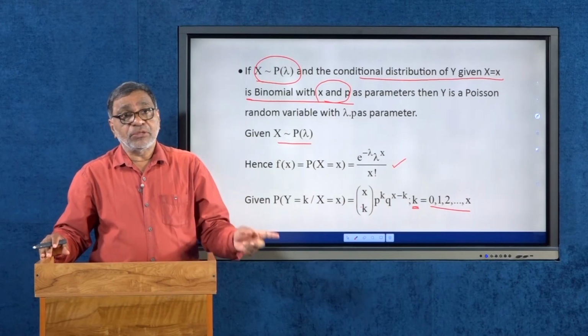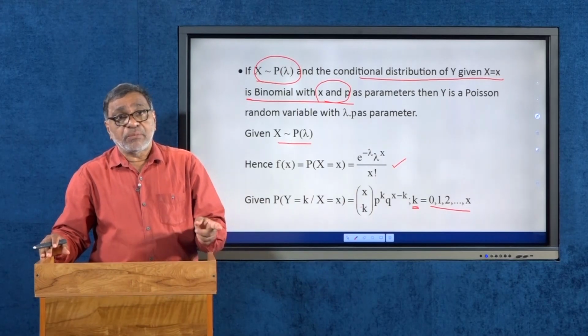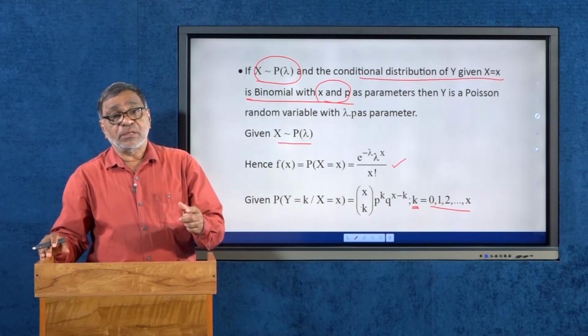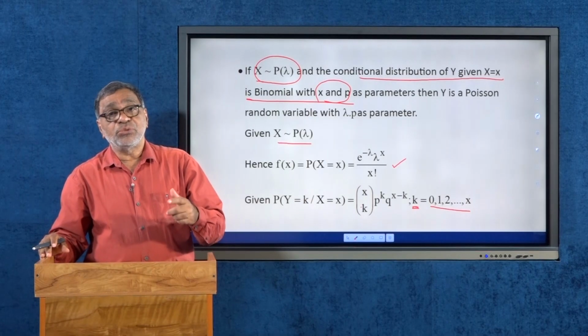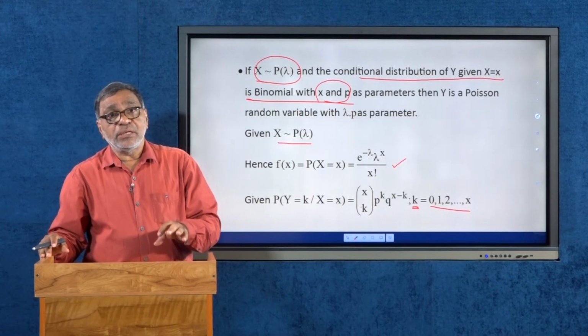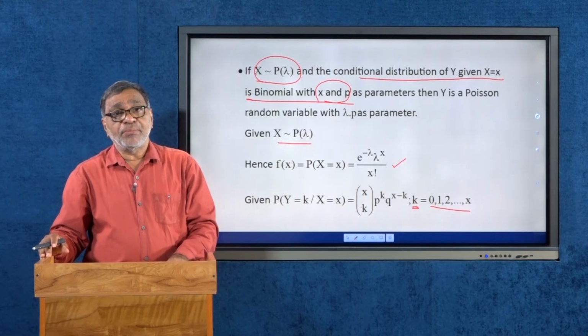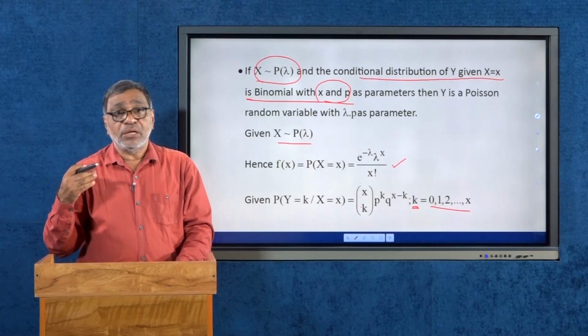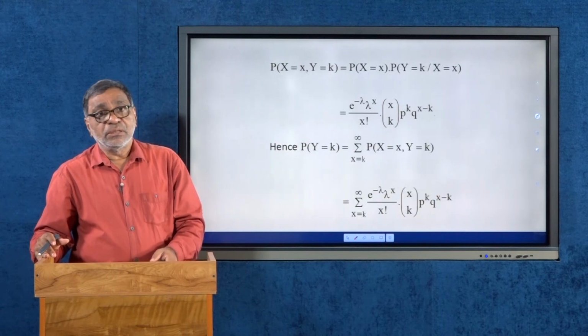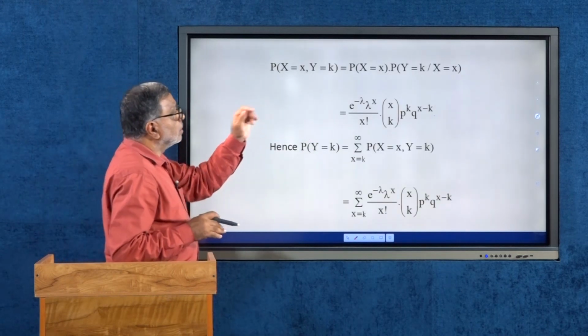Lambda is the parameter of the Poisson random variable and p is the probability of success when we are considering the conditional distribution of y given x. And so, y is a Poisson random variable with the parameter lambda p, that is the result we have to prove. And to get that result, you consider this.